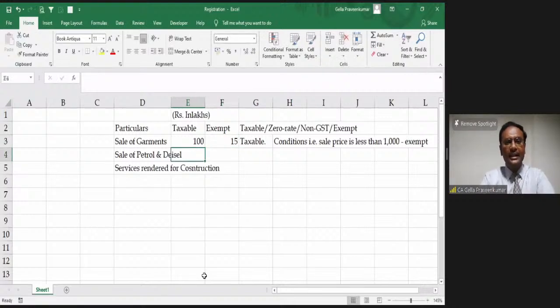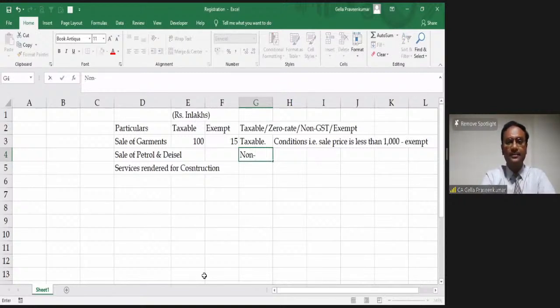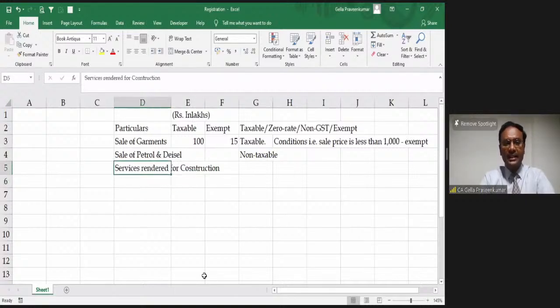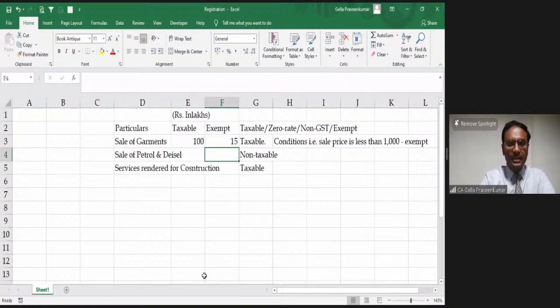Sale of petrol and diesel. Now, sale of petrol and diesel, we have just discussed. Under section 9, it is kept outside my levy, so I'll call this non-taxable. Services rendered for construction activity. Is it taxable? Yes, it is taxable. Now let me put the figures also for this. Sale of petrol and diesel, 25 lakhs. Services rendered, I'll put a figure of 12 lakhs.